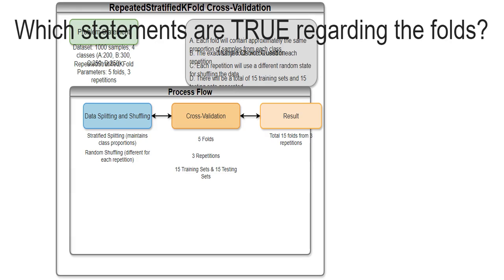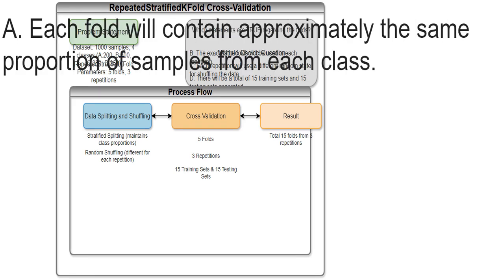This line poses the central question of the quiz. Determine which statements correctly describe the characteristics of the folds generated by the repeated stratified K-fold process with the given settings. This is the first multiple-choice option. The statement suggests that each of the 5 folds will have roughly the same proportion of samples from each of the 4 classes, A, B, C, D. This relates directly to the stratified aspect of "repeated stratified K-fold".